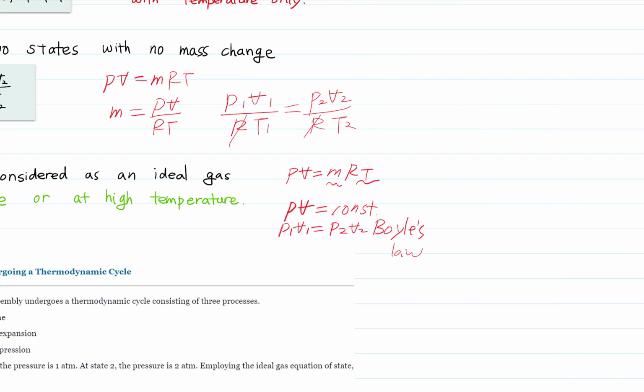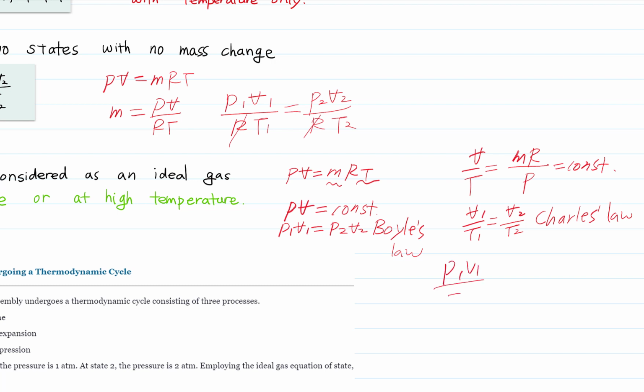If the process undergoes a constant pressure process, M is constant, R is constant, and P is constant, so V over T is constant. So V1 over T1 equals V2 over T2. And this is called Charles' law. Combining these two laws, PV over T is constant.